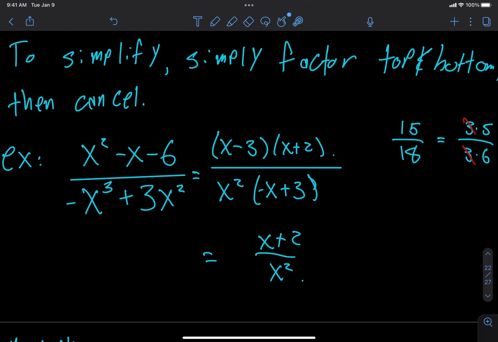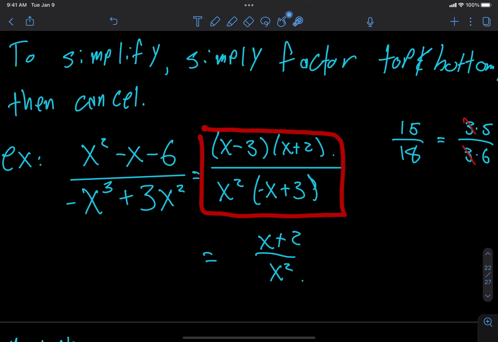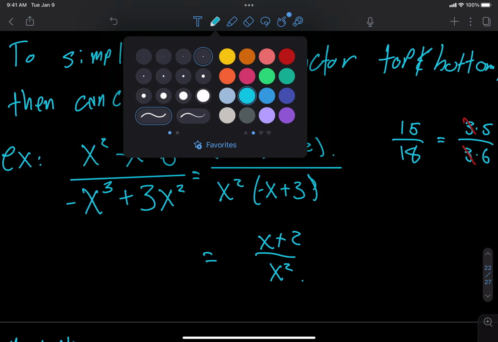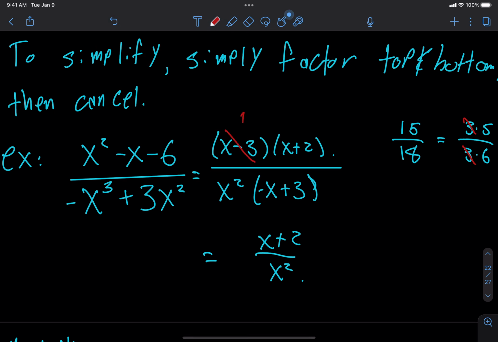Okay, so when we see something like this, what you need to recognize is that these two factors can still be canceled. X minus 3 and negative x plus 3 are just the negation of one another, right? So I can still cancel these, where the top would be replaced by a 1 and the bottom would be replaced by a negative 1. If you get stuck in that trap, that's how you can deal with it.